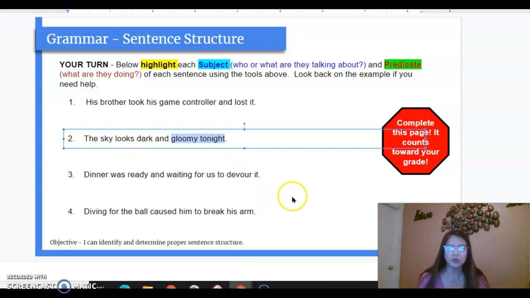Your turn. You're going to read them by yourself, highlight it. Remember, the subject is going to be blue. The predicate, which tells you what they are doing, is going to be green. Once you're finished highlighting these 4 sentences, you have to highlight all 4. Remember the subject and the predicate. Then you are done with your grammar and you can go on to your greeting.